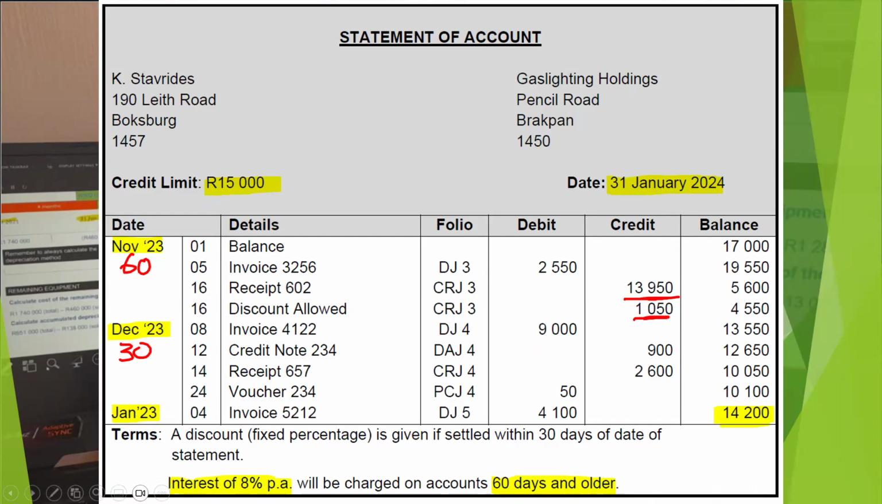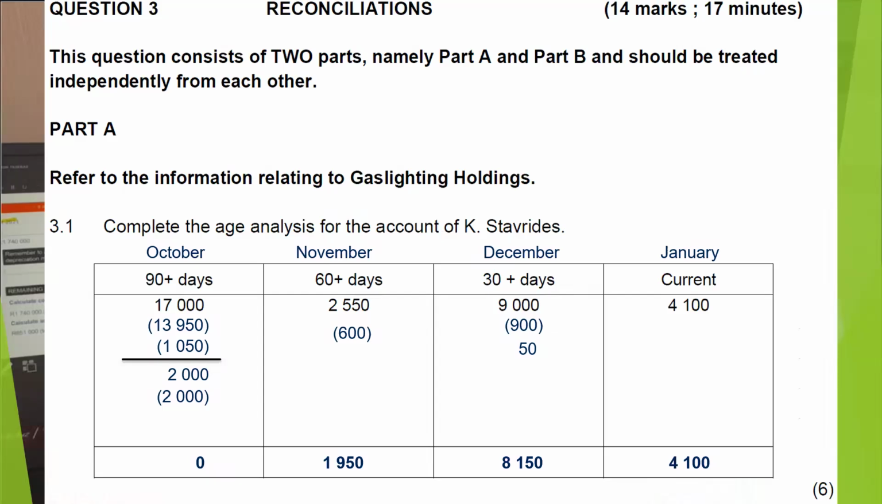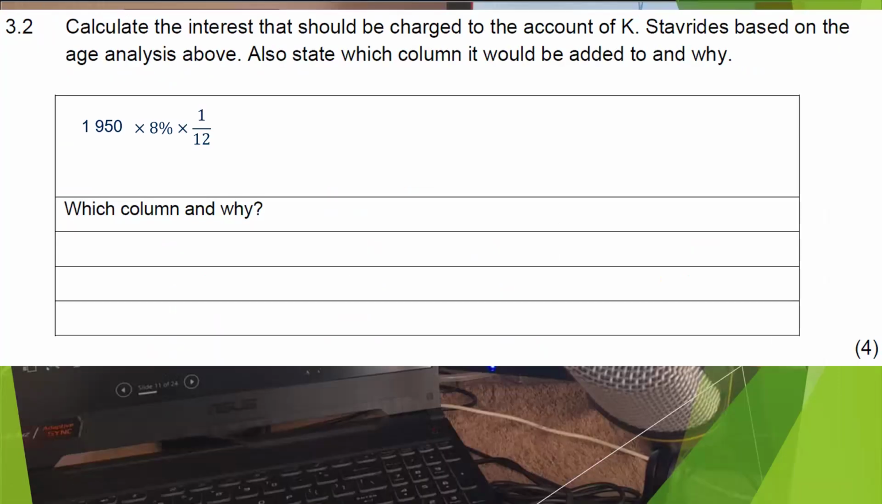So you don't just take that 1,950 and multiply it by 8%. You also have to multiply it by 1 over 12 because we only want interest for 1 month, which is the month of January, the current month. Okay, so that interest will, as a matter of fact, be included in January. That 13 rand interest will be included in January because that's when it created a debt. Okay, so it'll be added to the current month, not current year, current month. Okay, it'll be added to the current month, and the current month is January, right?